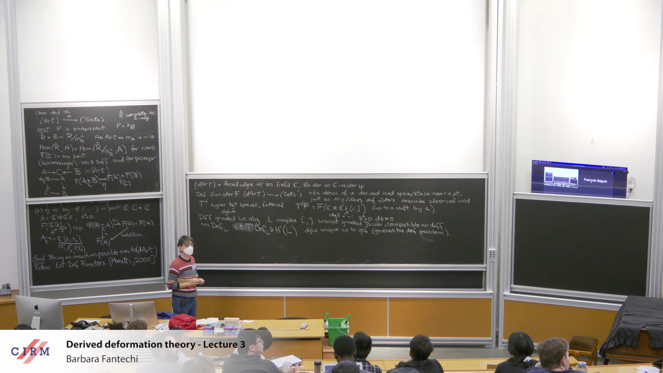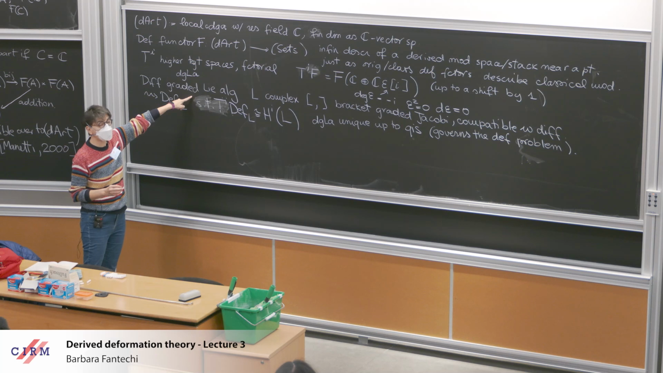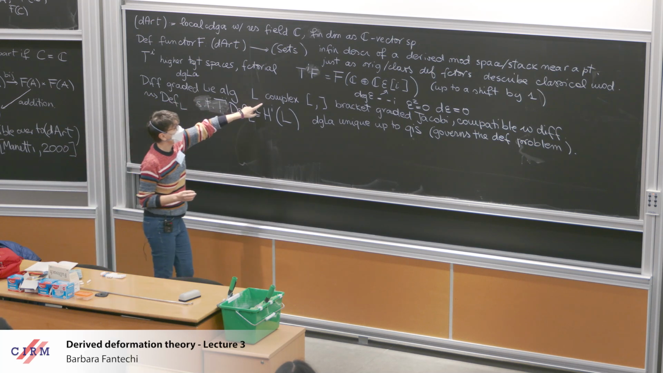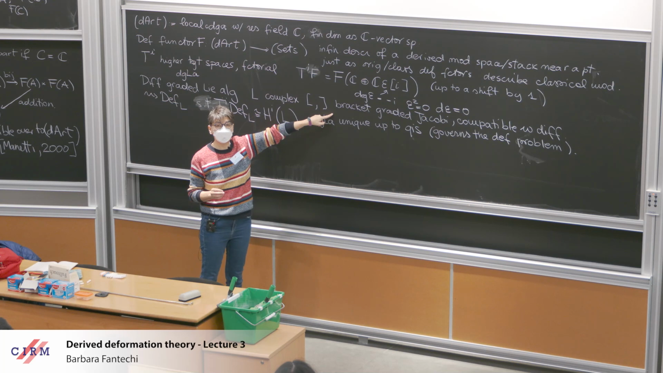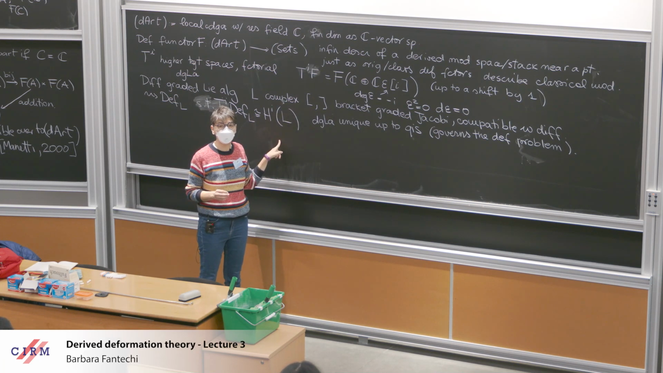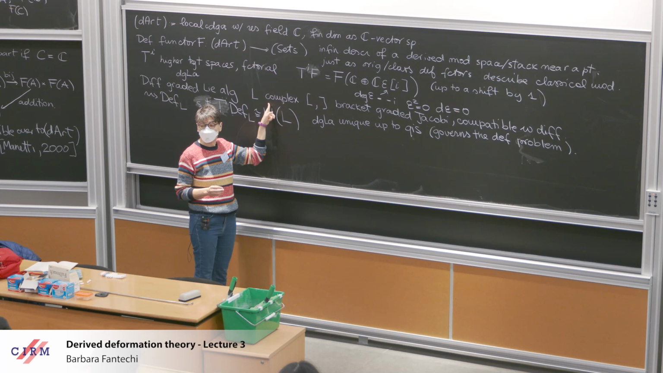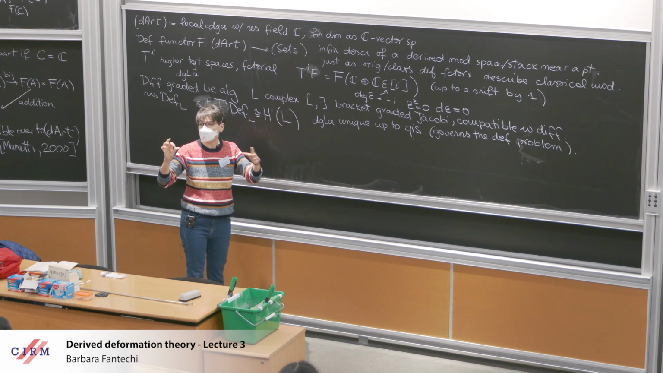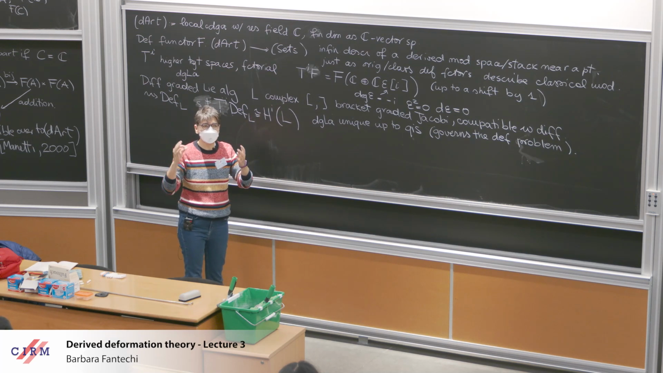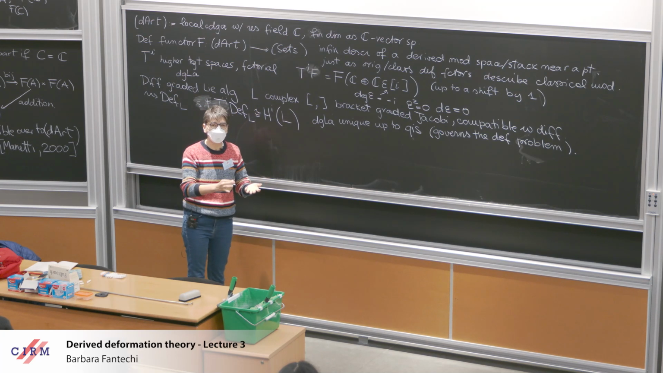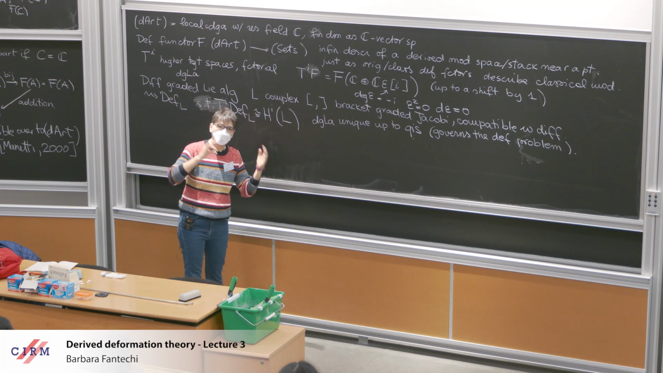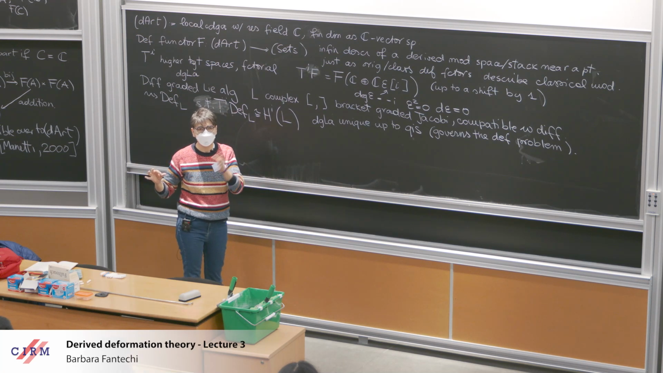Yes? What does the cohomology mean, H of L? Well, this is a differential graded Lie algebra, L. It's a complex with a Lie bracket. So in particular, it's a complex, and so it has cohomology. Sorry, the question was what is the cohomology of a differential graded Lie algebra? A differential graded Lie algebra is a complex with a bracket. And so I can always, like we did for differential graded algebra, forget the product in one case and the bracket in the other and still take cohomology because I still have a complex.